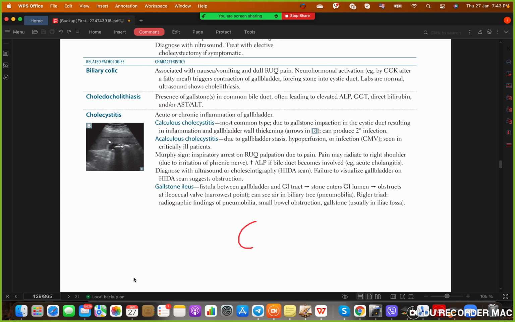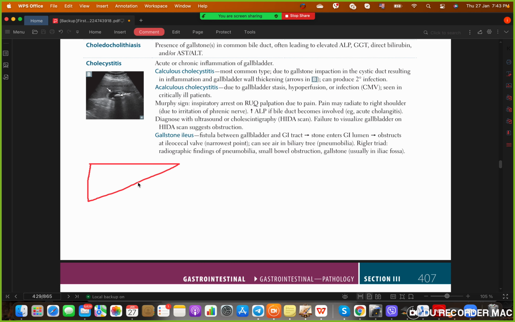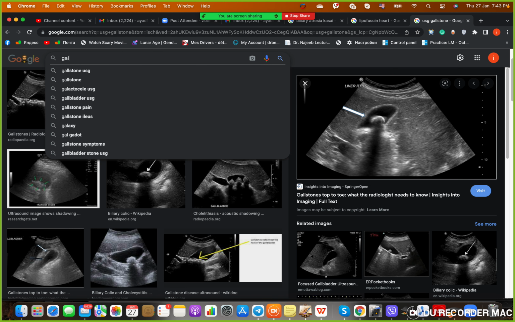So the next thing is gallstone ileus. What is the idea? Well, let me try to become an artist for a second. If we say that this is the liver, well, okay, I'm not a good artist, and that will take time, so I'm just going to show you a picture.